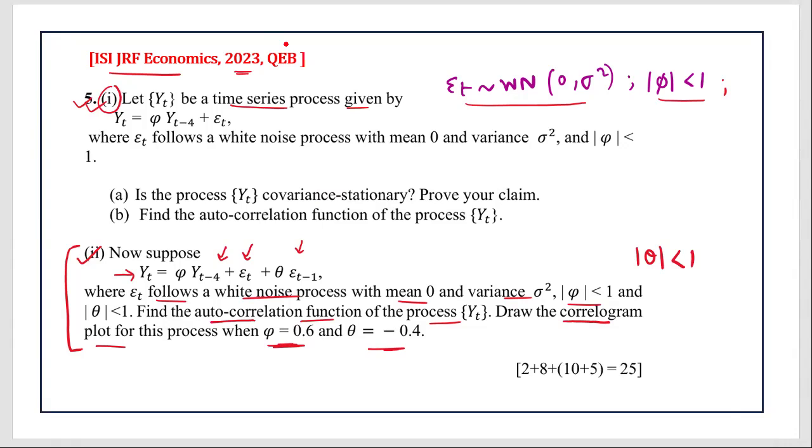So what is a correlogram? A correlogram is basically what you get if you plot lag values on one axis and the rho values, that is the autocorrelation function, on the other axis. The plot that you will get is the correlogram that we have to find out. So this is the agenda for this video.